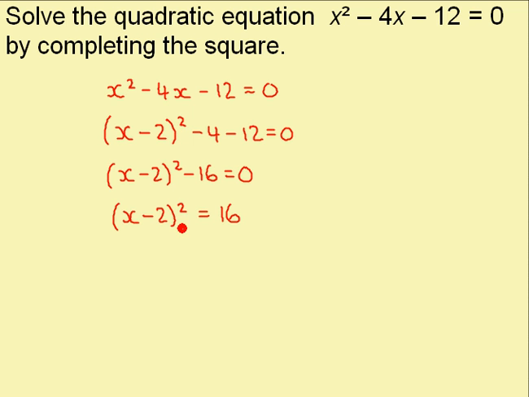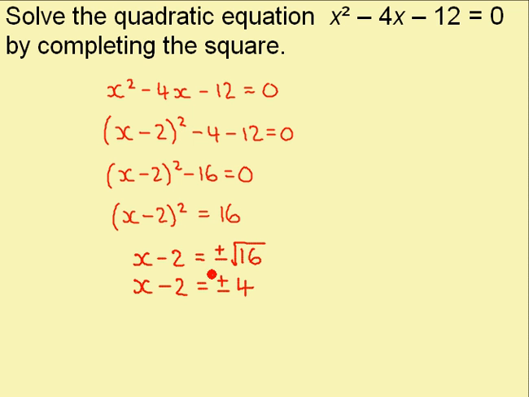Square rooting x minus 2 squared gives me x minus 2. And square rooting 16 gives me plus or minus the square root of 16. I'll explain about this in a moment. So I have x minus 2 equals plus or minus the square root of 16, which is 4.